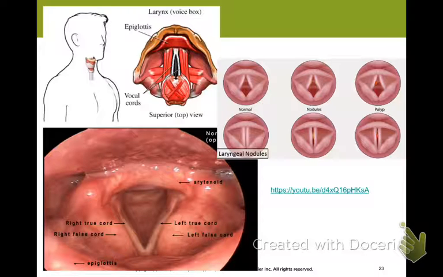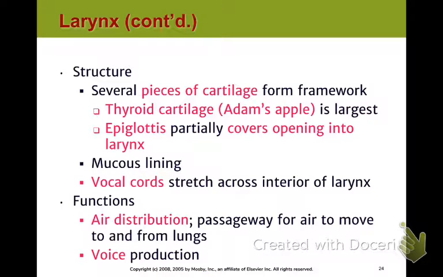And make sure you watch this YouTube video here, because it shows how the vocal cords vibrate when the air passes over them. So we actually produce sound when we're exhaling air over our vocal cords. All right, so the larynx is multiple pieces of cartilage put together. Again, the thyroid cartilage is the Adam's apple, which becomes enlarged during puberty. And then we also have the epiglottis, which is that protective covering to keep us from choking.